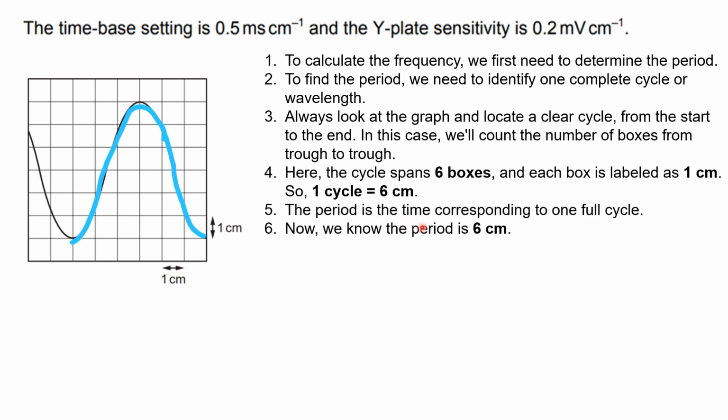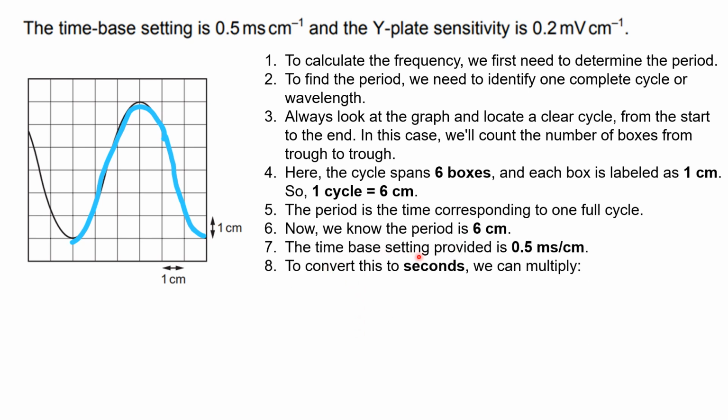The period is the time corresponding to one full cycle. Now we know the period is 6 centimeters. Wait a minute, but isn't the period in seconds? You are correct. So we need to convert 6 centimeters to seconds using the time-based setting provided, which is 0.5 milliseconds per centimeter. So to convert, we multiply the length of one cycle, which is 6 centimeters, times the time-based setting, which is 0.5 milliseconds per centimeter.